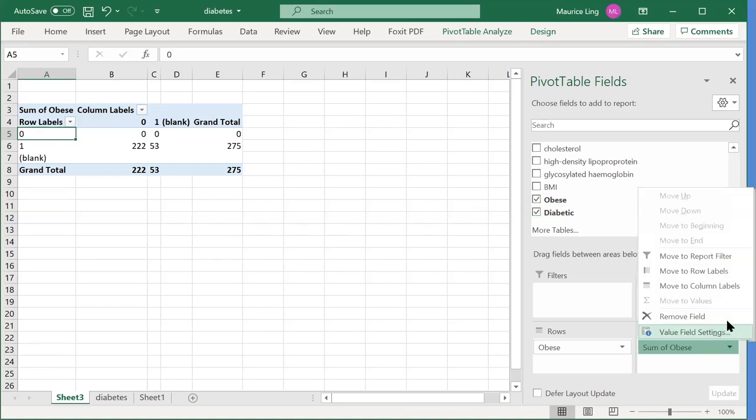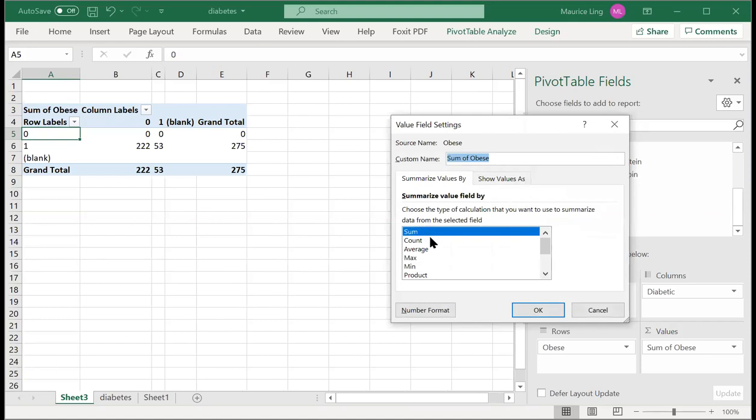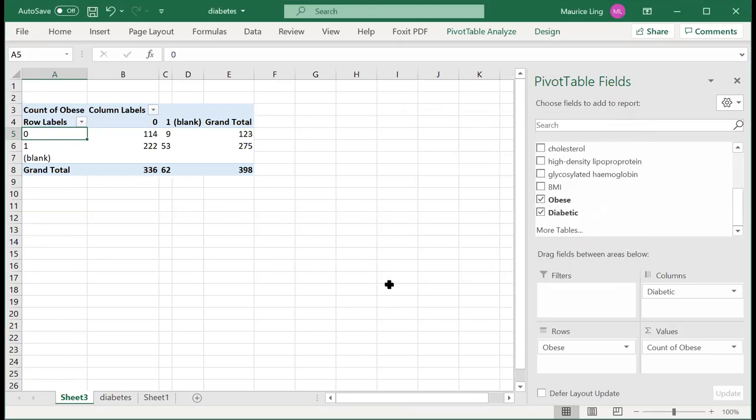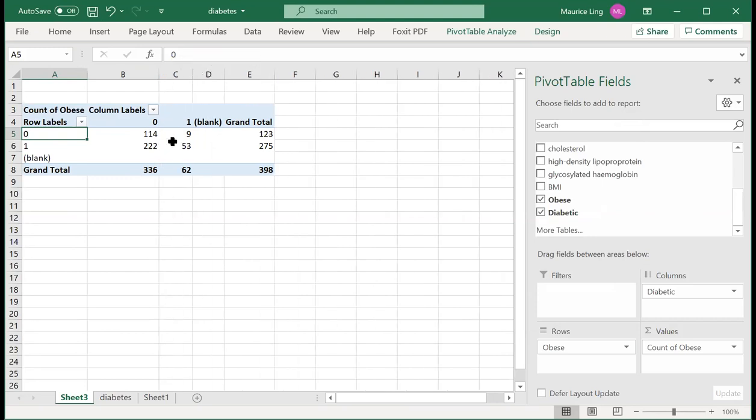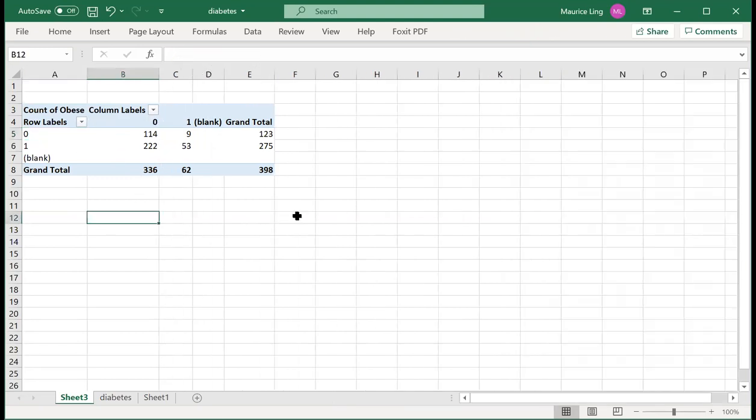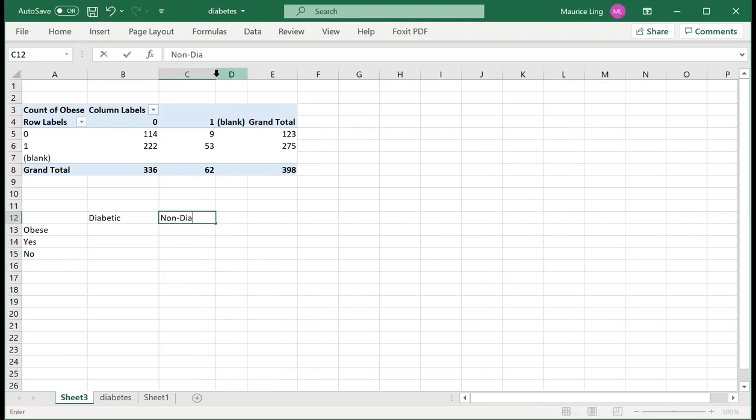We cannot have sum. We want to have count. So how many fall in each group? So this is where we have. Okay. So how does this read? You realize that it's actually not that easy to read because it's usually the inverse. So we can re-tabulate the data in this way. Obese, yes, no. So here we have diabetic, non-diabetic. Okay. So let's transpose all the numbers over.